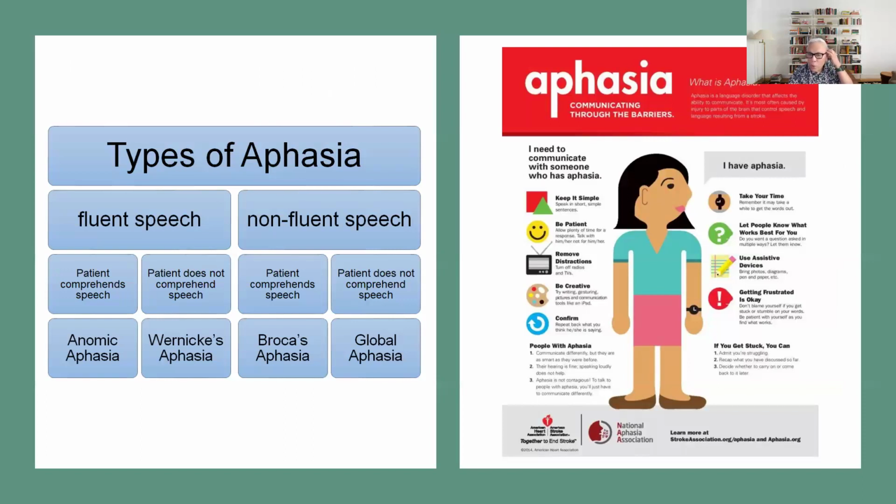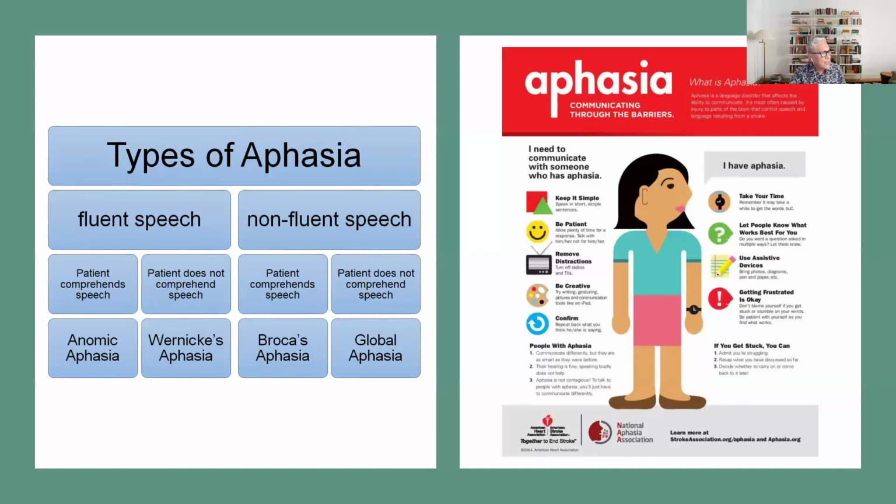Whenever we have a stroke in the territory of the middle cerebral artery, the MCA, this is the most common aphasia-producing stroke. And this is something that nurses have to be dealing with. Remember that the middle cerebral artery feeds blood to the language centers. Therefore, whenever you have a pathology in the middle cerebral artery, it's going to cause aphasia. There are many types of aphasia, and they range in severity.